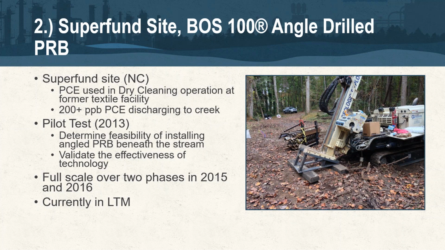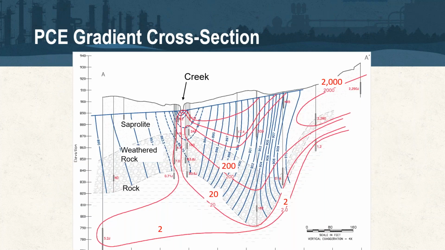One thing that's unique about this site is that each of the injection points were angle drilled underneath the creek. If you look here at the map that was provided by our client, you can see that they had a series of well clusters on either side of the creek. They were able to show through their well network that the PCE was diving down into this weathered rock and then ultimately discharging into this gaining creek. And so we were tasked with sitting up on top of the creek bank and angle injecting underneath to try to cut off the PCE discharging into that creek.